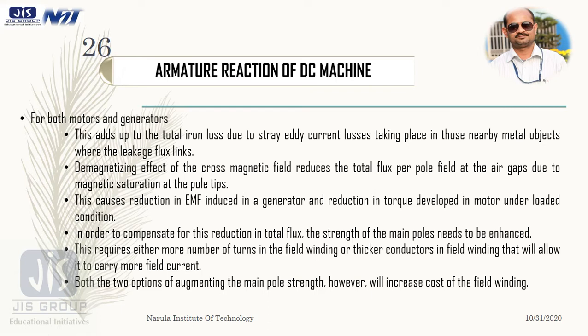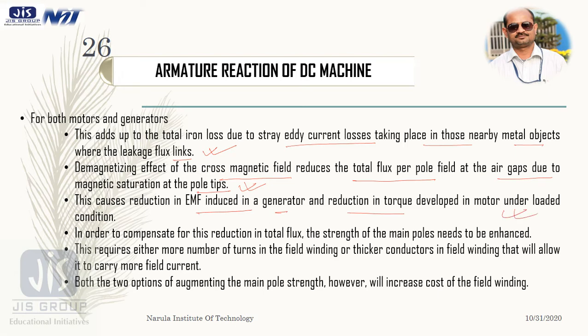Now this adds up to the total iron loss, to stray eddy current losses taking place in those nearby metal objects where the leakage flux links. So the demagnetizing effect of the cross magnetic field reduces the total flux per field pole at the air gap due to magnetic saturation at the pole tip. This causes reduction in EMF in a generator and reduction in torque developed in a motor under loaded condition.